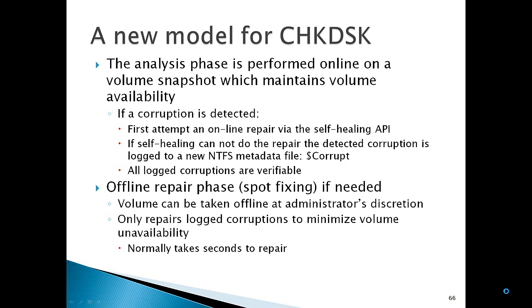An offline repair phase, if needed. A volume can be taken offline at the administrator's discretion. It only repairs logged corruptions to minimize volume unavailability. This normally takes only seconds. And if you ever remember using check disk before, it would sometimes take 30 to 40 minutes, which was a really long time.